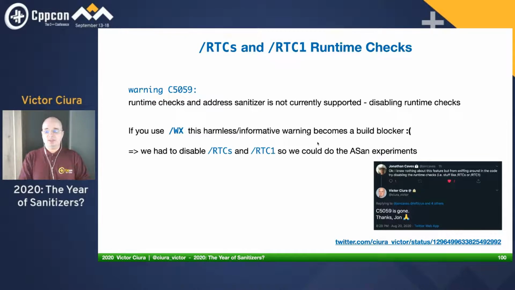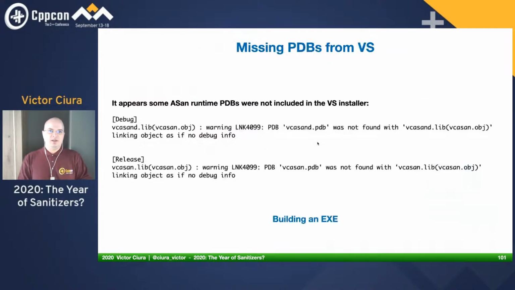The weird part about it is that this is a relatively harmless warning that you get from the compiler, and you could easily ignore it. But if you actually use /WX and you treat your warnings as errors, as you should, then this is a build blocker. So the fix is easy. You just have to disable these checks for the debug builds. On release builds, they're already off.